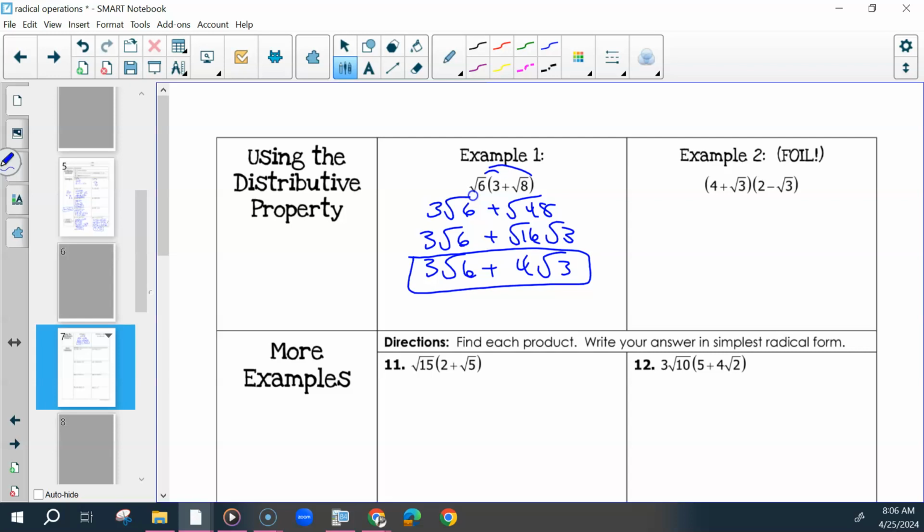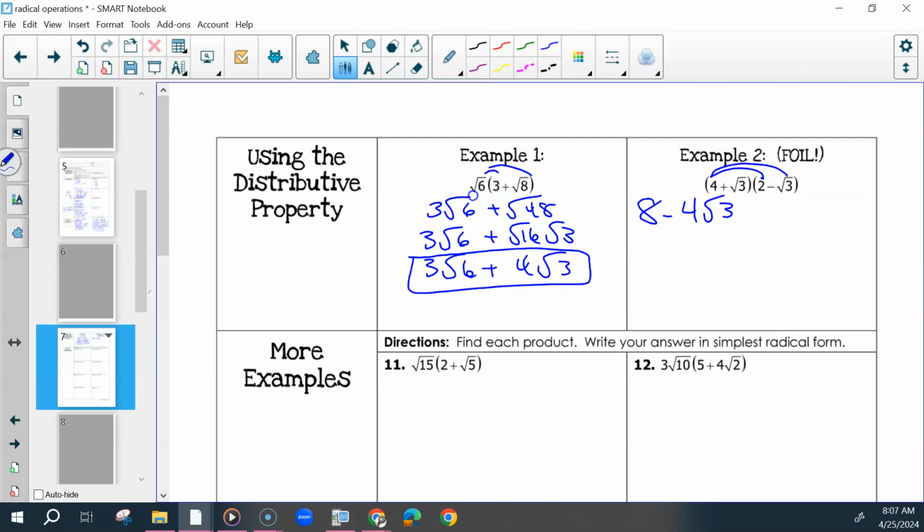The FOIL works the same way as your regular polynomials, binomials. You could do the box method here. You could just distribute here. I'm just going to distribute. If you just want to rewrite it into box method, that's fine. So we're going to do each piece. The first, the outer. So we'll do those two first. So 4 times 2, 8. 4 times negative root 3, negative 4 root 3. The 4 has to stay on the outside because it's not underneath the radical.